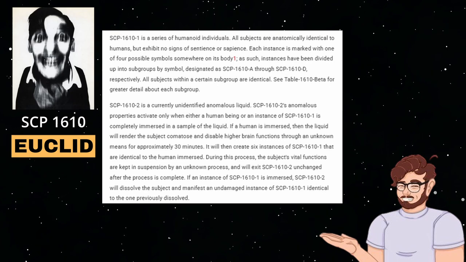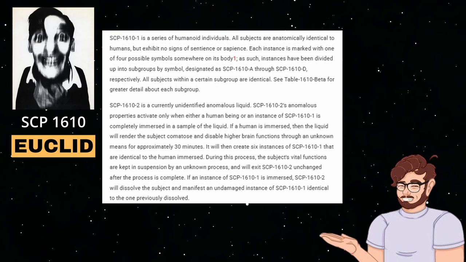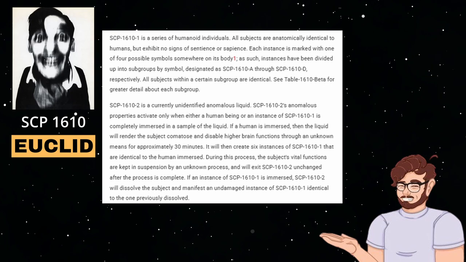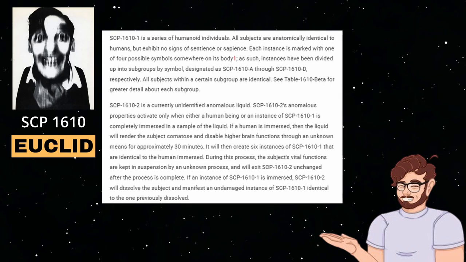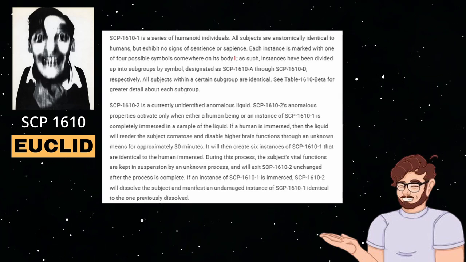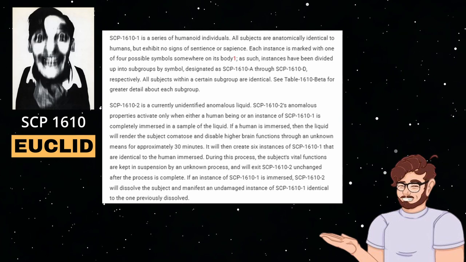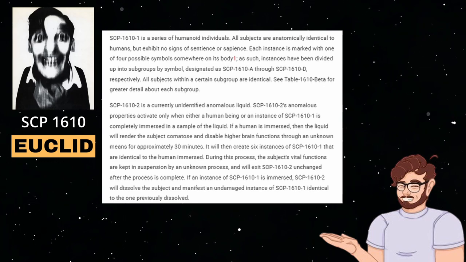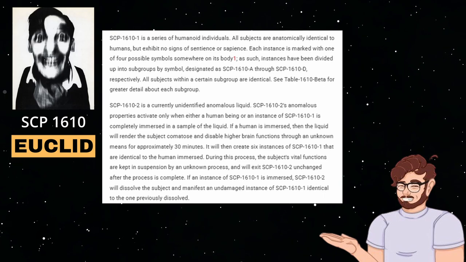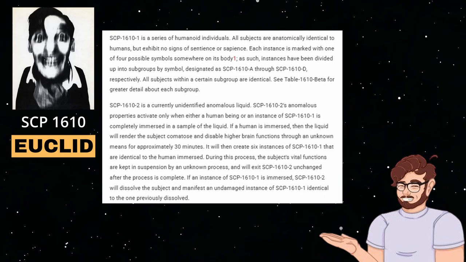1610-2 is a currently unidentified anomalous liquid. 1610-2's anomalous properties activate only when either a human being or an instance of 1610-1 is completely immersed in a sample of the liquid. If a human is immersed, then the liquid will render the subject comatose and disable higher brain functions by an unknown means for approximately 30 minutes.